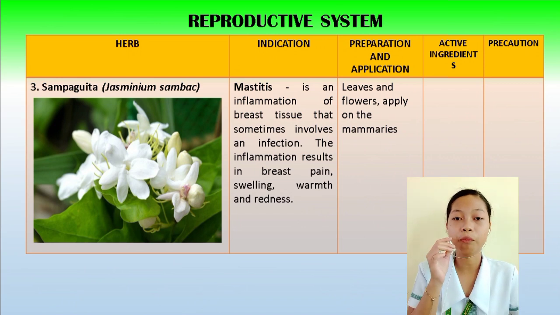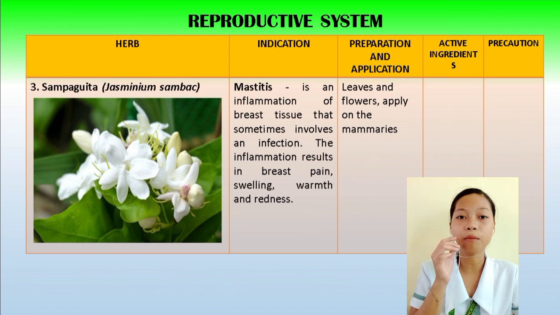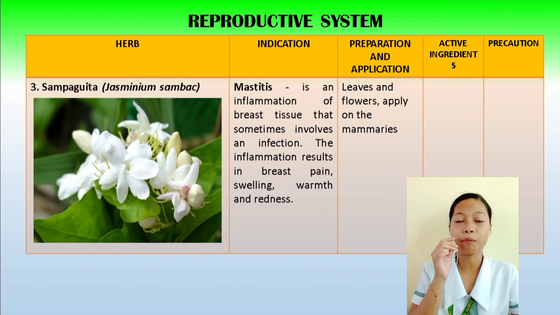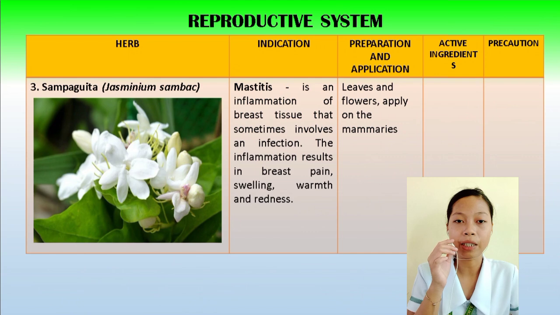Next is sampagita or Jasminium sambak. It is used to treat mastitis, which is an inflammation of breast tissue that sometimes involves an infection. The inflammation results in breast pain, swelling, warmth, and redness. For the preparation and application, leaves and flowers apply on the mammaries.